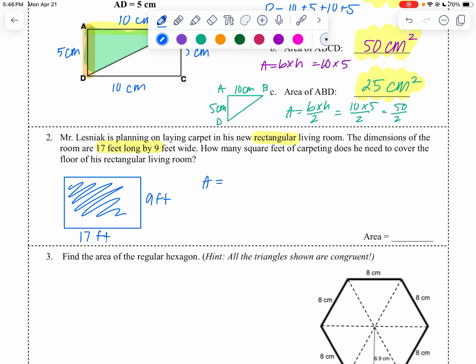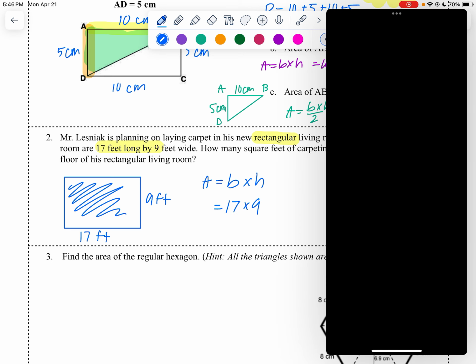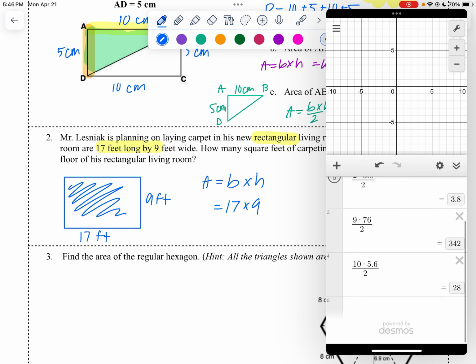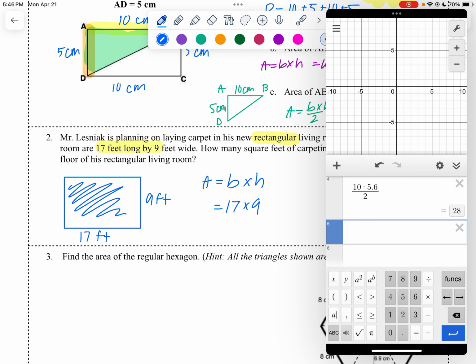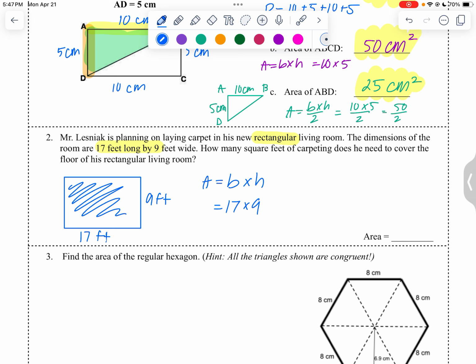So we have to cover this whole entire space, so I do have to find the area. Since it's a rectangle, it's base times height. So I have 17 times 9. I actually don't know what that is, so I'm going to plug it into my calculator. Let's see, 17 times 9, 153. So my area is 153. We're talking about feet, and it's going to be squared. And there's my answer.